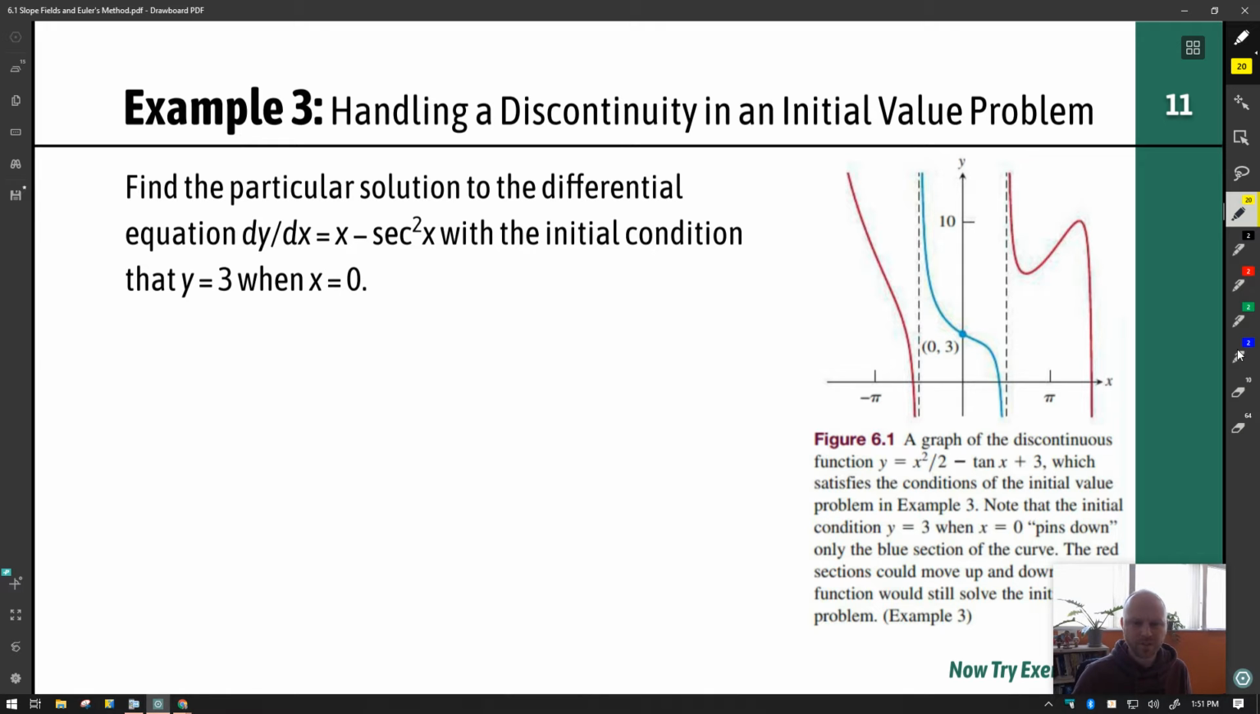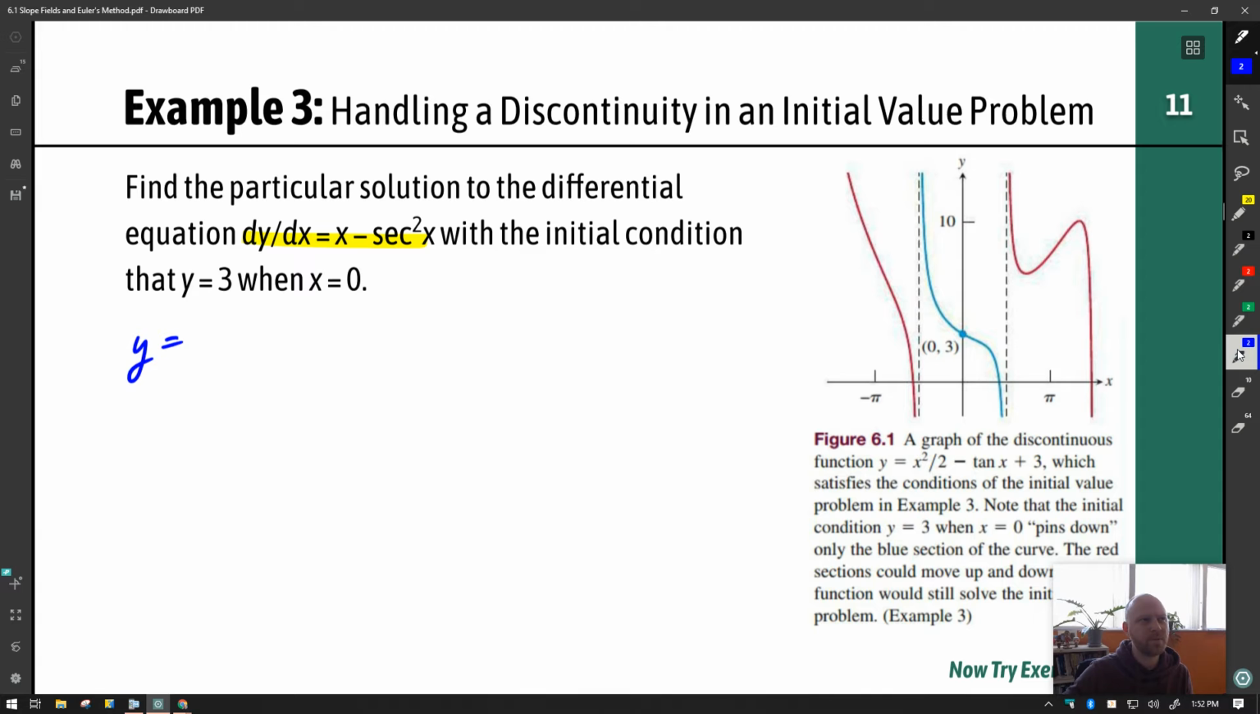Find the particular solution to the differential equation dy/dx equals x minus secant squared x with the initial condition that y equals 3 when x is 0. Here's the differential equation we're going to solve, and that shouldn't be too tough. What function has a derivative dy/dx? Easy, that's y. Let's move to the x. So now, what function has a derivative that is x?